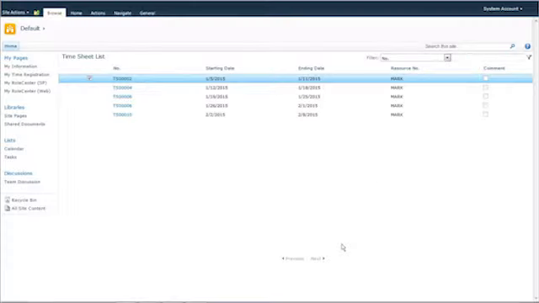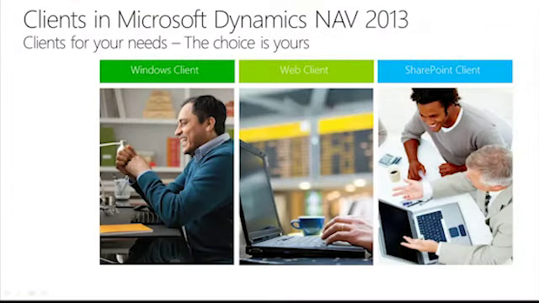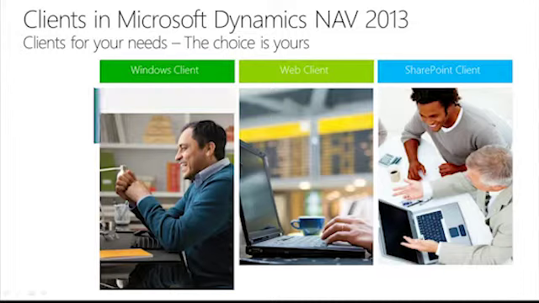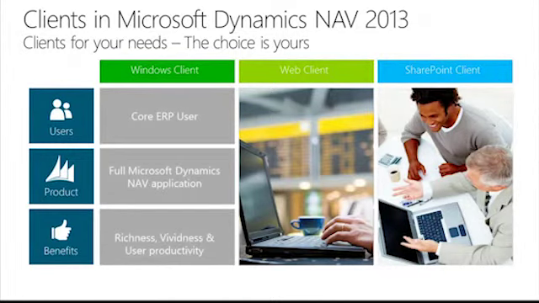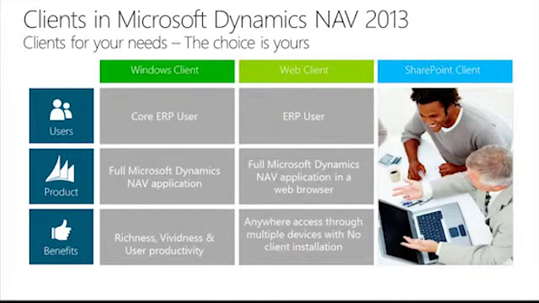If you look at the three clients that I just talked about, there's a client for every need. The Windows Client is for the core ERP user who requires the richness and the vividness that the Windows experience provides. You get the full Microsoft Dynamics NAV application with the shortcuts and vividness a heads-down user requires. The Web Client provides the full product via web browser. It's still an ERP user interface. However, you can now get access through multiple devices with no installation at all.